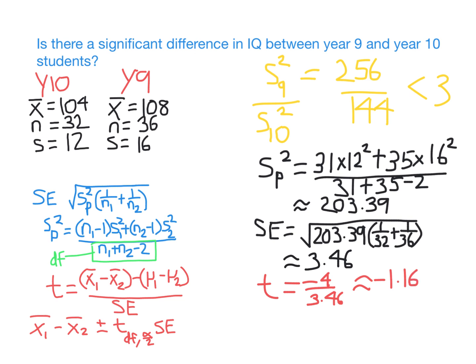Now the degrees of freedom are these two added up, subtract 2, so that will give us 66.